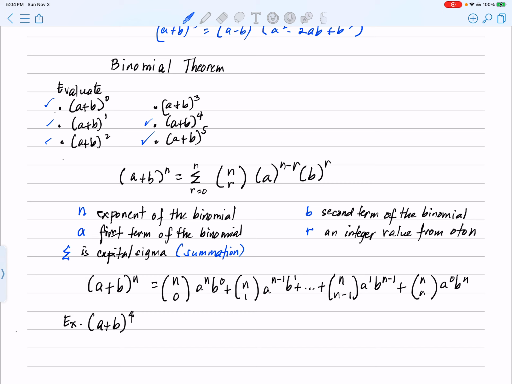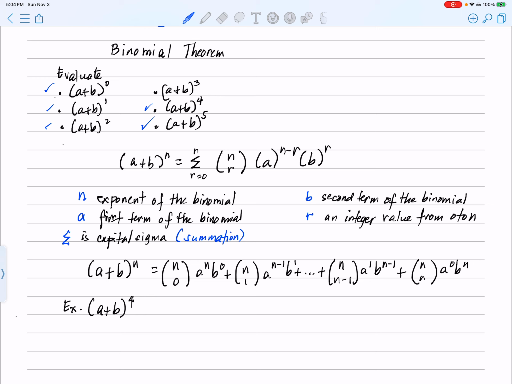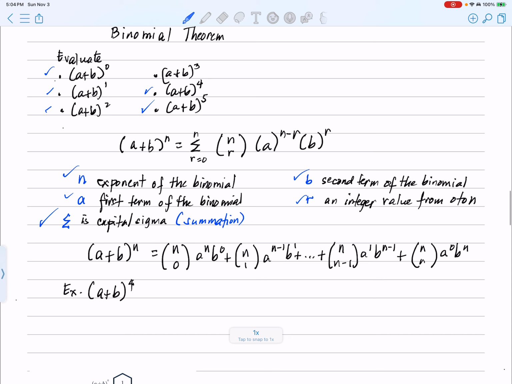Okay? So this is known as the binomial theorem. You have a plus b raised to the nth power, that is the summation. This symbol is a capital sigma, summation, or the sum from r equals 0 to n, of n choose r, times a to the power of n minus r, times b to the power of r, where n is the exponent of the binomial, a is the first term, b is the second term, and r is an integer value from 0 to n. Okay? So, how are we going to do that?